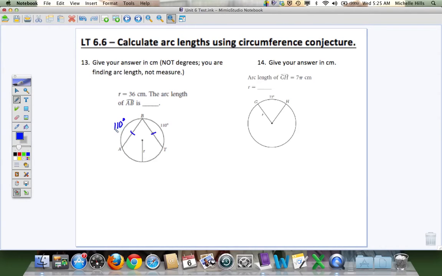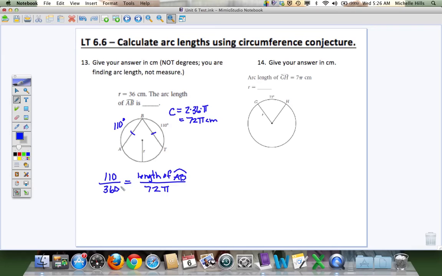There are a couple of ways to do this. Some people are leaning towards the proportion one, so let's do the proportion. 110 degrees is to the entire circle of 360 degrees as the length of arc AB is to the entire circumference of the circle. To make it easier, let's do the circumference calculation up here. The circumference is 2 times the radius times pi, so the circumference is 72 pi centimeters.